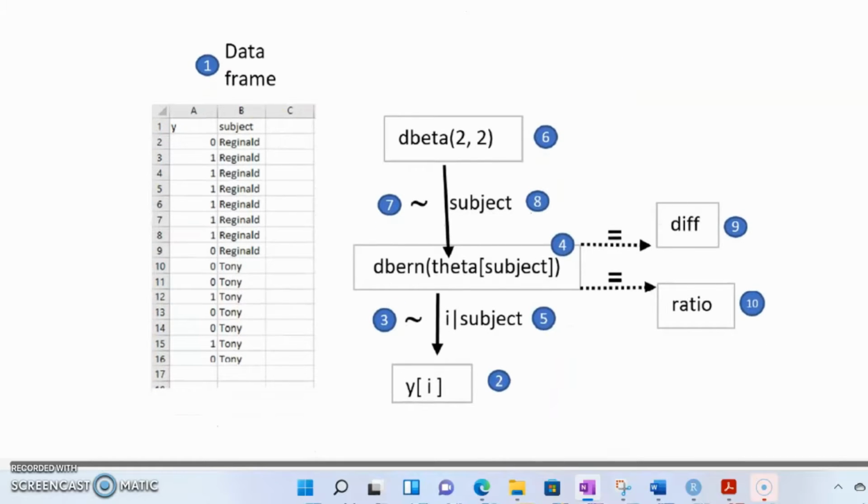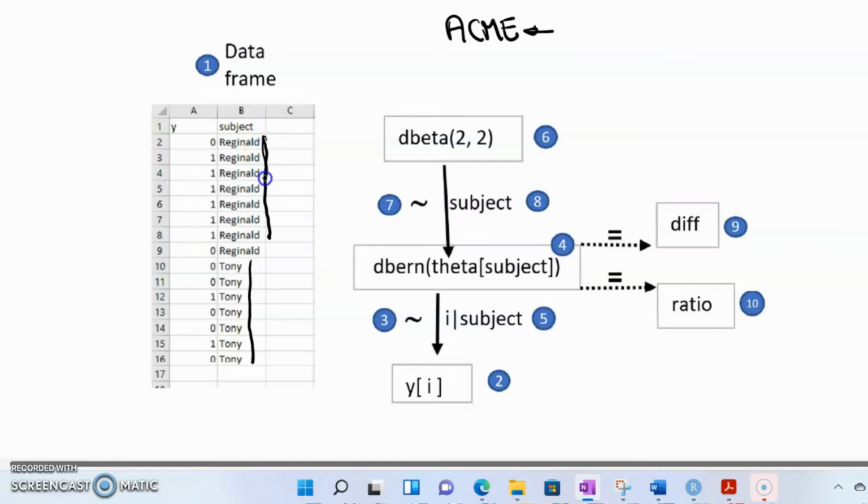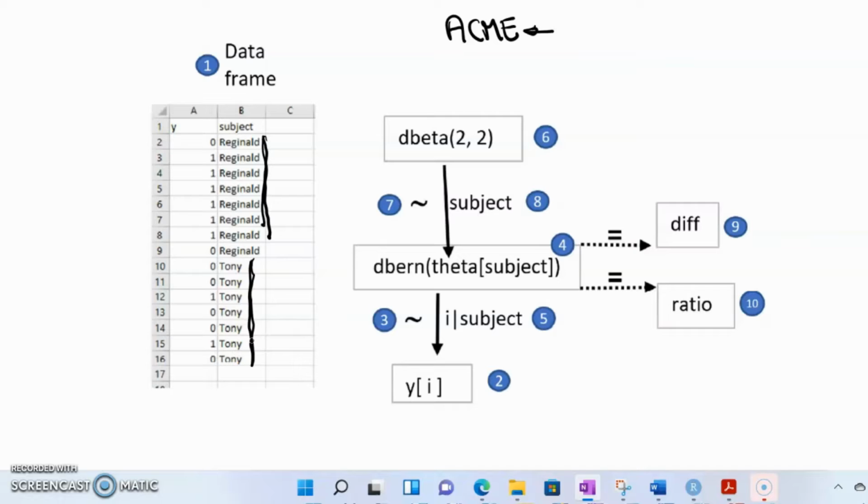So what do we got? What we have is two subjects, Reginald and Tony. And Reginald and Tony have coins from Acme coin manufacturers. The whole idea about Acme is that they're a novelty coin company, and so the coins that they produce aren't necessarily going to have a 50% probability in the long run of making heads. In fact, Reginald has a single coin and Tony has a single coin, and the long run probability of getting heads isn't necessarily the same for Reginald and Tony.